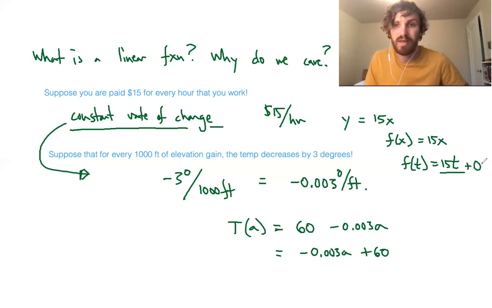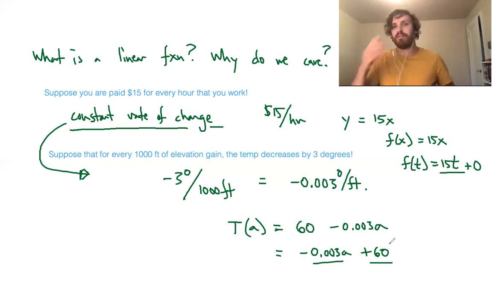In this case, you're not paid anything if you don't do any work. So the y-intercept is 0. And here's this mx plus b. Of course, my variables are changing. But that is the idea of a linear function.